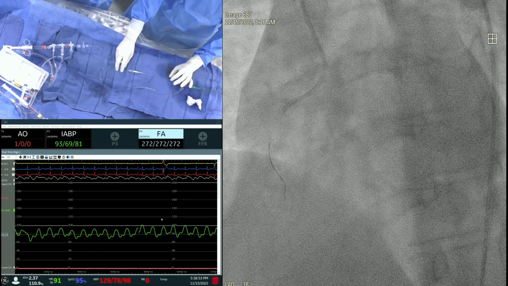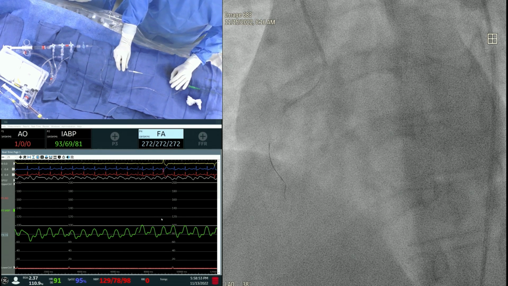Both LIMA, RIMA, and radial. So we'll get at least 4 or 5 bypasses with a LIMA, RIMA, radial. Yes, maybe even 6. Okay.